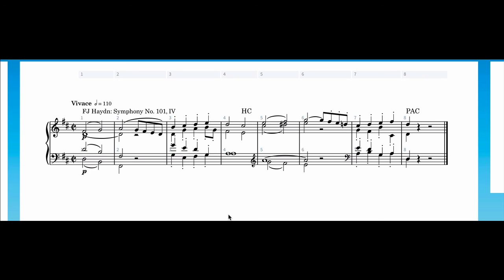Parallel means they start the same, end differently. Contrasting means that they are two different phrases, not really independent, that are connected by the fact that there is a weak cadence followed by a strong cadence.